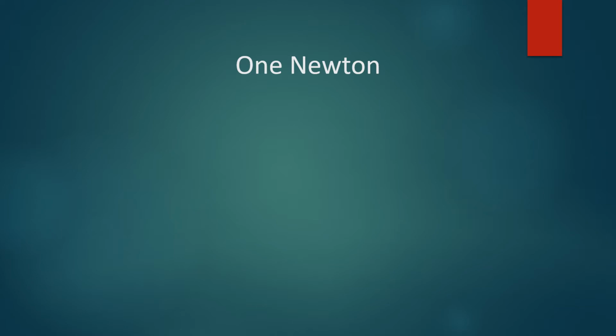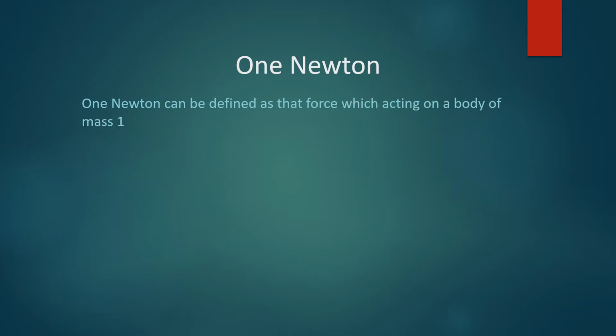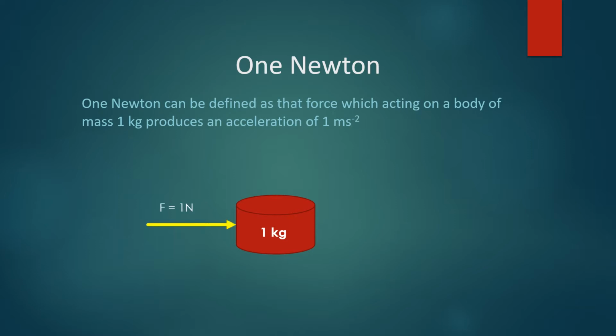1 Newton. What is this 1 Newton? 1 Newton can be defined as that force which, acting on a body of mass 1 kg, produces an acceleration of 1 meter per second square. You can see in the diagram that a force is acting on a body of mass 1 kg and produces an acceleration of 1 meter per second square.